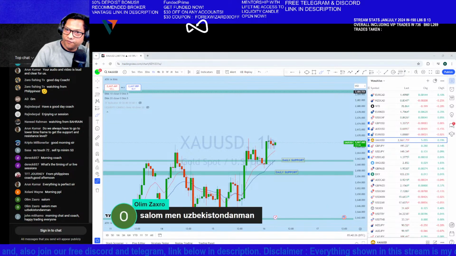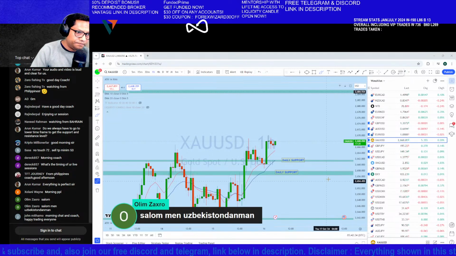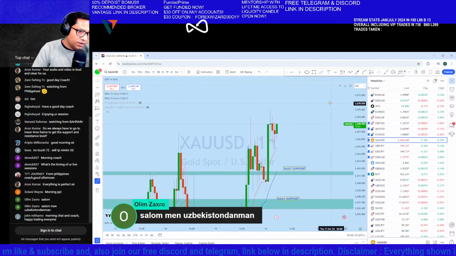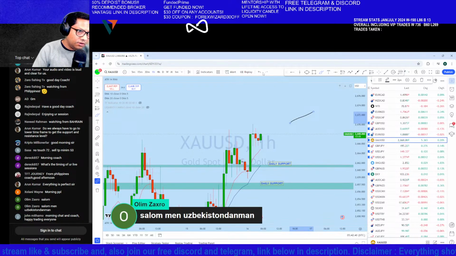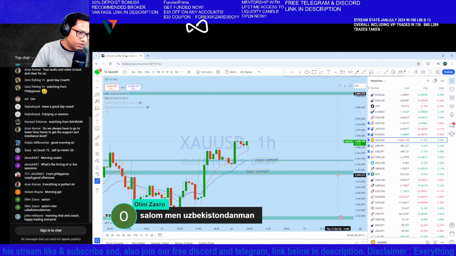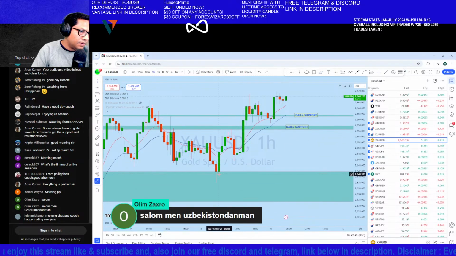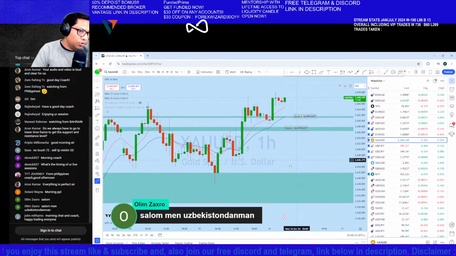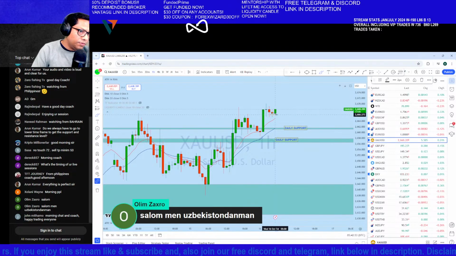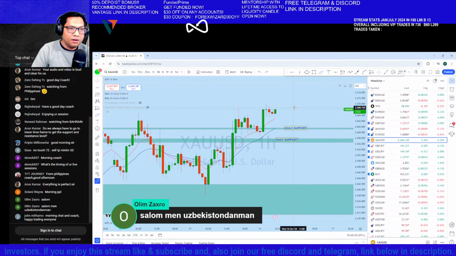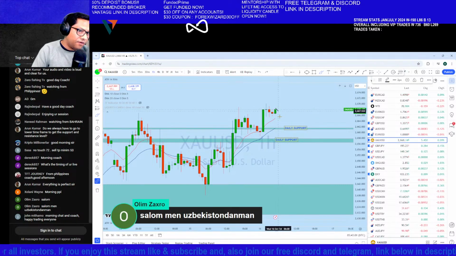Okay, we'll be looking for now 1 hour price action on XAU. The market structure is, yeah, it's bullish, and this could be a swing low, and you might see a higher high, but I would normally prefer a break of structure.